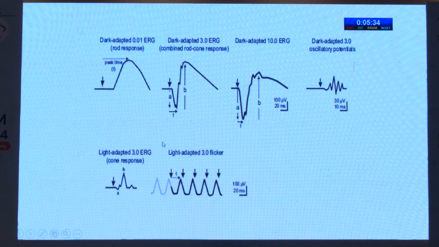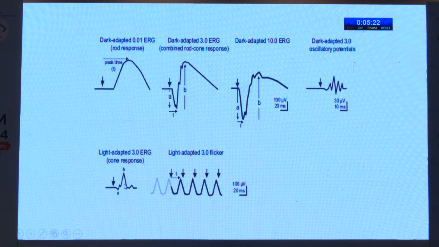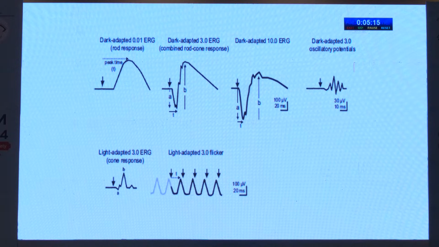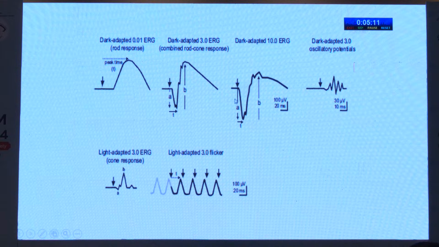The light adapted waveforms give us two graphs. These are the 30 hertz oscillation waves seen in the light adapted state, and here also an A wave and a B wave. The dark adapted state is done to study the rods, and the light adapted state is done to study the cones. So when we have to look at the rods, we study these graphs, and when we have to study the cones, we look into these graphs.